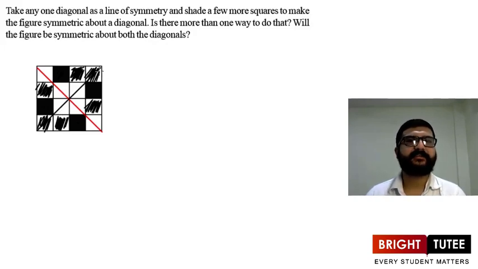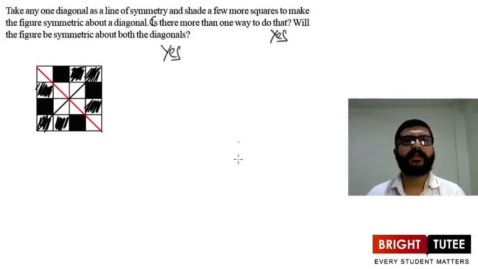We can try to fold this figure around this diagonal, the second one. We will get that both the halves are exactly coinciding with each other. So therefore, the answer to this question, is there more than one way to do that? Yes, there are more than one way. And the second question is, will the figure be symmetric about both the diagonals? Yes, it is symmetric about both the diagonals.